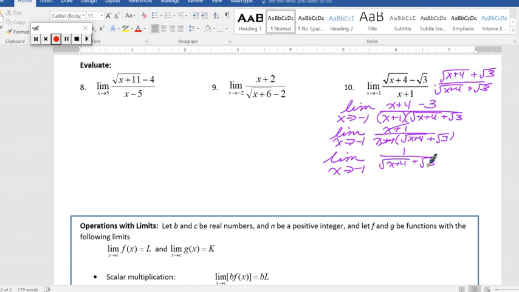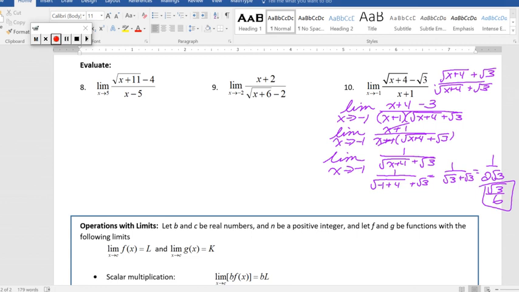I now have a simplified expression. I can go ahead and substitute in. So I'm going to get 1 over negative 1 plus 4 plus the square root of 3, which is 1 over root 3 plus root 3, which is 1 over 2 root 3, and then rationalize, we'd have root 3 over 6.